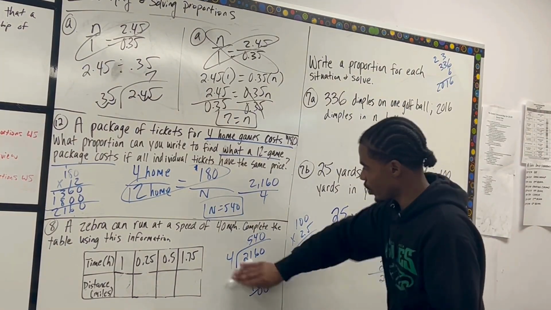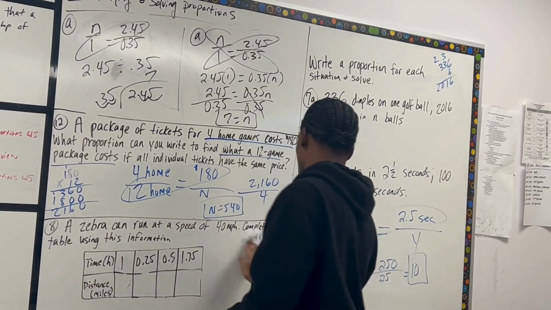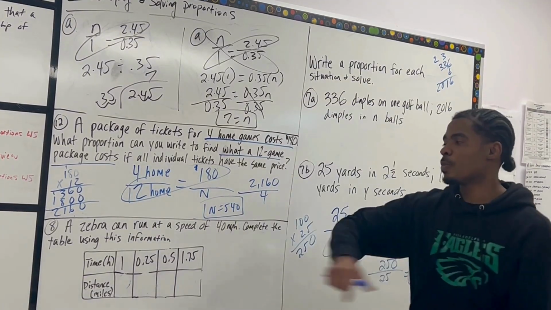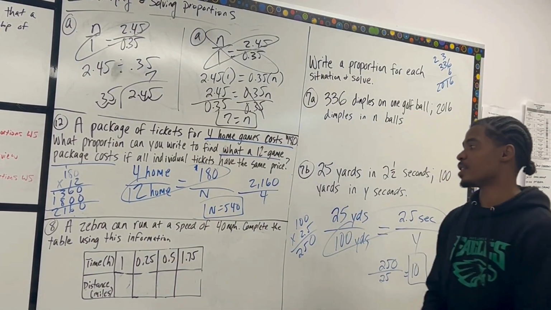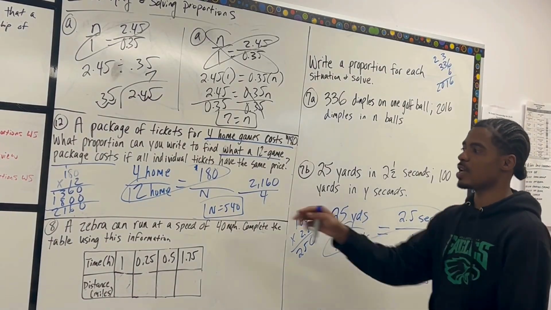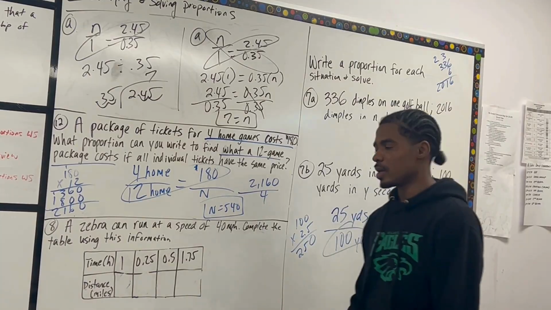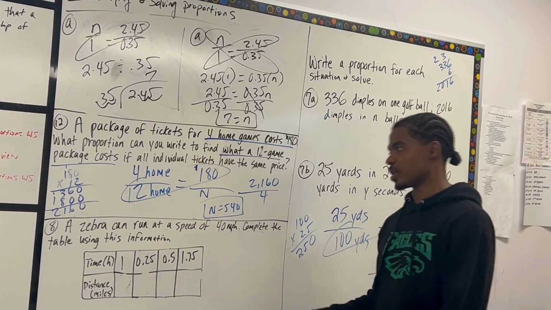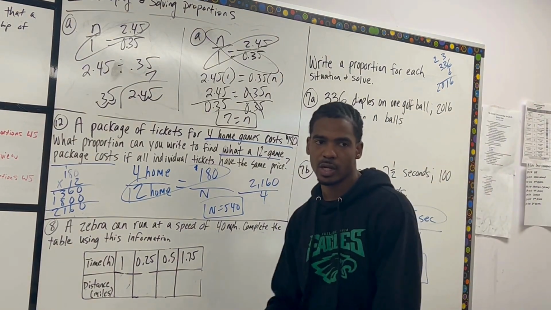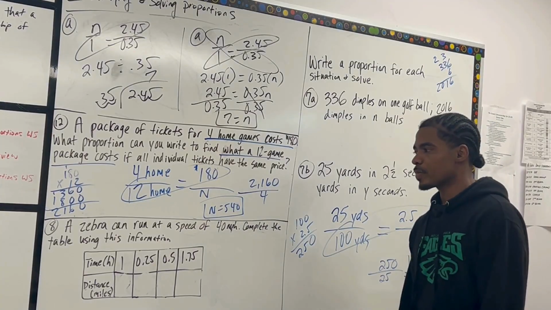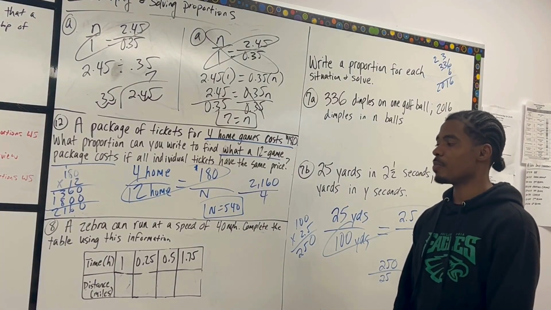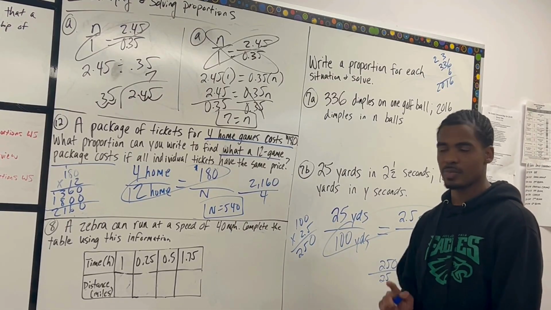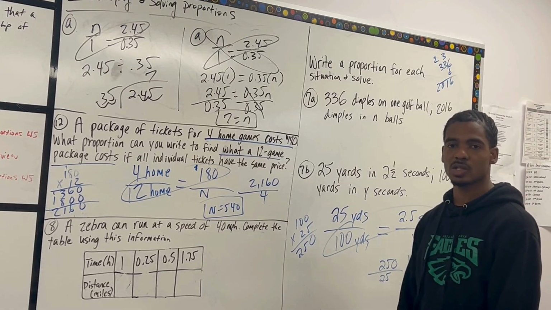Okay, hold on, let me erase this part. Alright, last part. For number 8, it says a zebra can run at a speed of 40 miles per hour. Complete the table using this information. Okay, couple of things, guys. This is a horizontal input-output table. Can somebody tell me what's the first thing I gotta do? Complete the box. So obviously we gotta complete the box, but what does that look like? Just one simple thing I have to do and I can pretty much get this started.